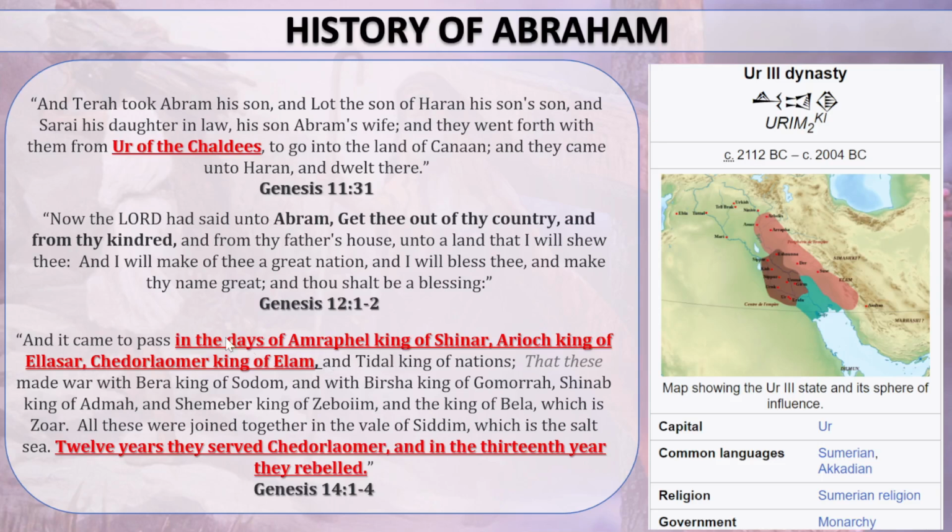And then what does the Bible say in the next couple chapters? It talks about Elamites. The king of the Elamites is now going to invade the land of Shinar, Babylon, destroy it, and then 12 years they served this Elamite king, and in the 13th year they rebelled. Almost exactly what secular historians have dug up. So this is perfect history.